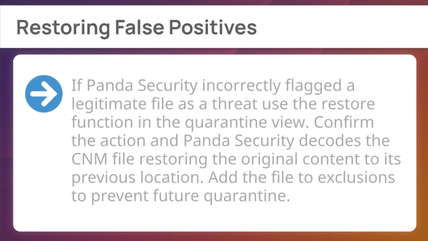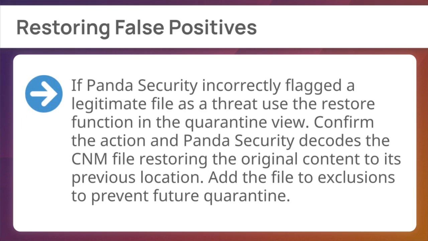Next, restoring false positives. If Panda Security incorrectly flagged a legitimate file as a threat, use the restore function in the quarantine view. Confirm the action and Panda Security decodes the CNM file, restoring the original content to its previous location. Add the file to exclusions to prevent future quarantine.